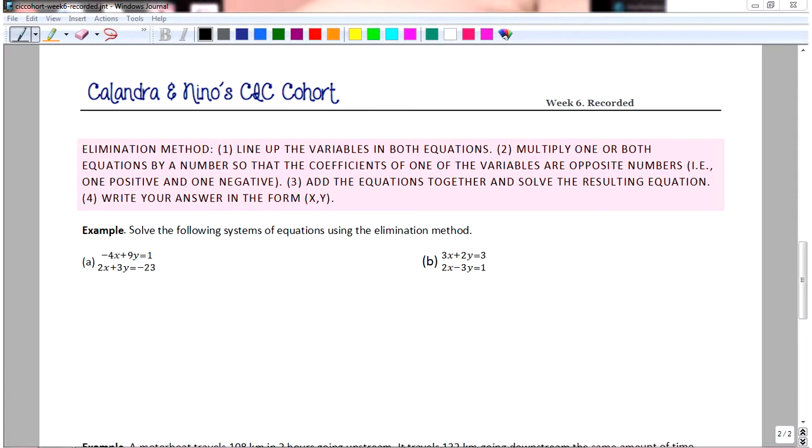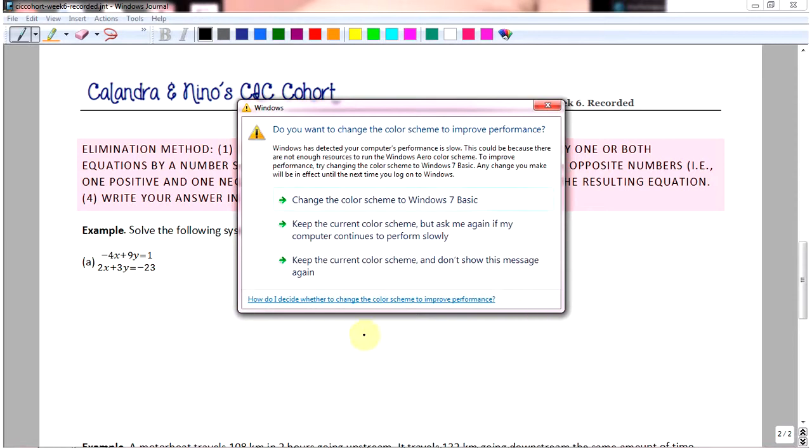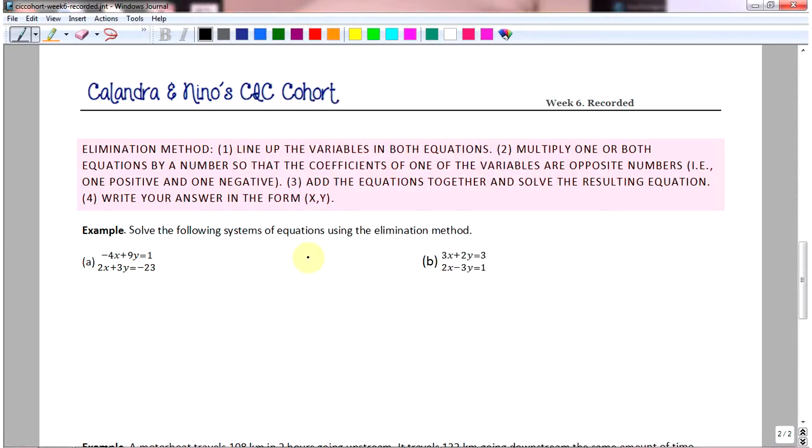Add the equations together and solve the resulting equation. After you do that, one of the variables should drop out, and then you have an easier equation to solve. And lastly, just like with the substitution method, we want to write our answer in the form x comma y.